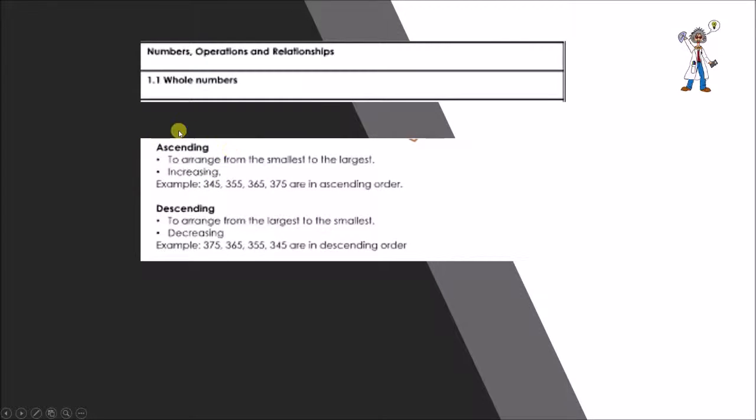We need to understand the difference between ascending and descending. Ascending means increasing, going from the smallest to the largest, like in this example here. Descending means going from the largest to the smallest, means it's decreasing, and using the same numbers they will look like that.